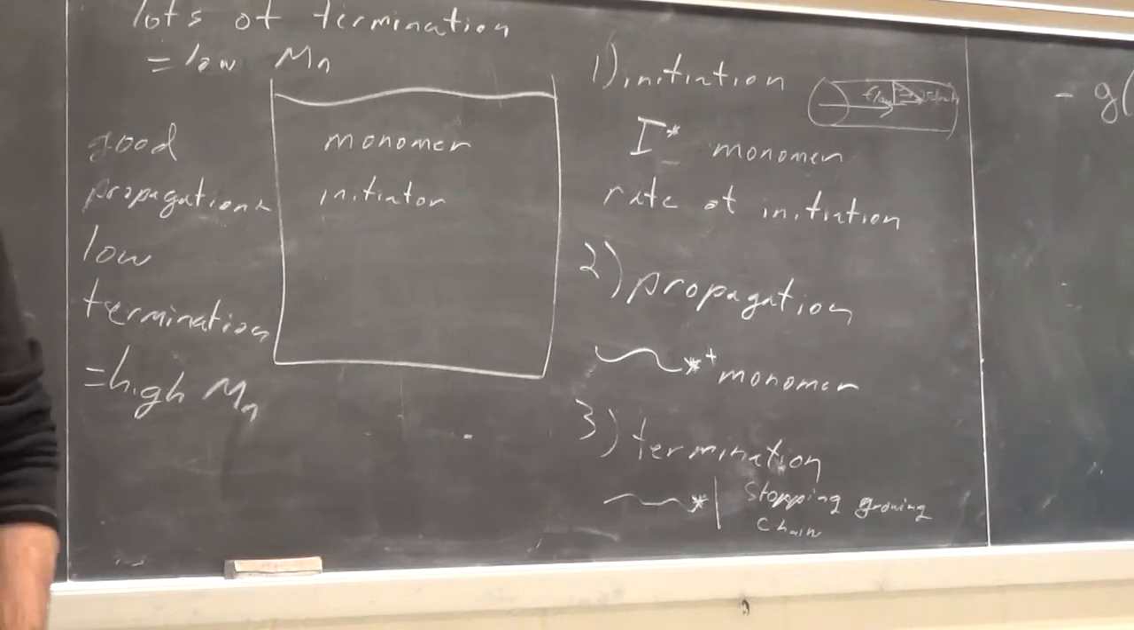Go ahead, Lei. For question number 9 on homework 3, I still didn't understand the relationship between Young's modulus and the drawing speed. Ah, okay.